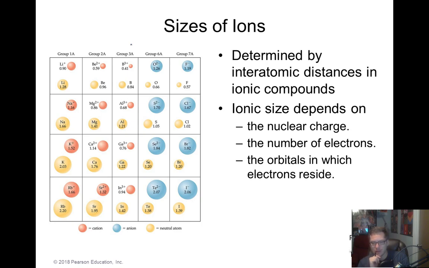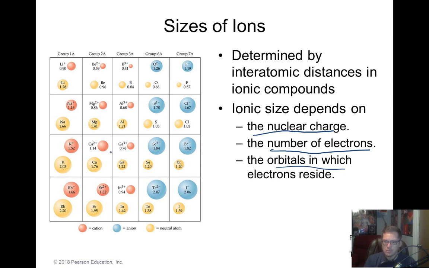So our ionic size, or the size of our ions, depends on three different things. It depends on the nuclear charge of whatever element we're talking about. That's still important, just like it was before for regular atomic radius. The number of electrons that are involved, and then the orbitals in which the electrons reside. So where are these orbitals? Are they in S, P, D, or F?